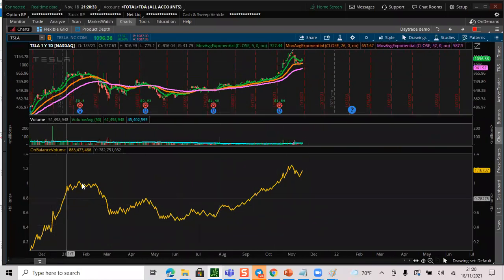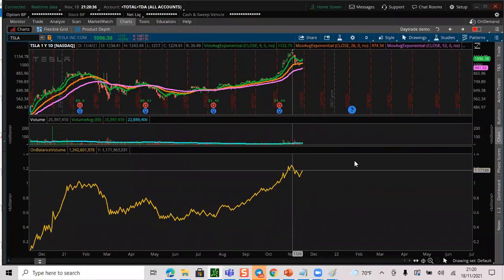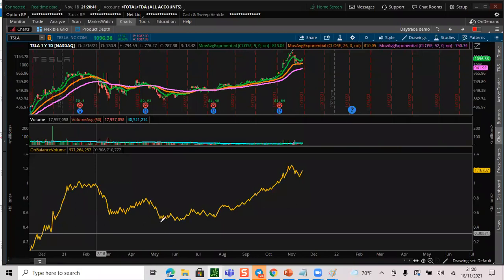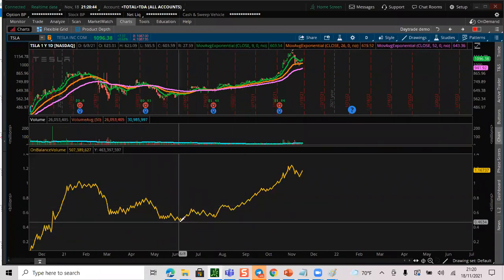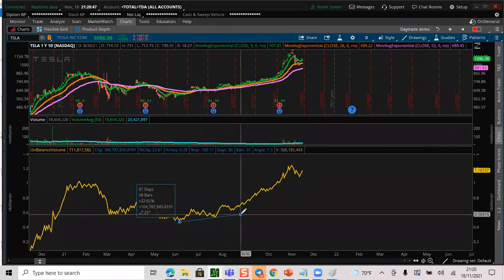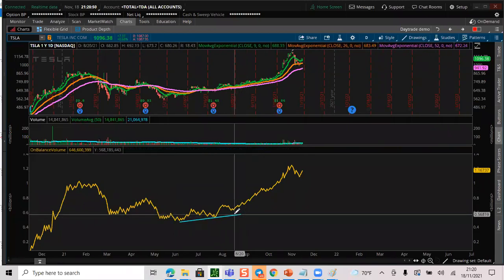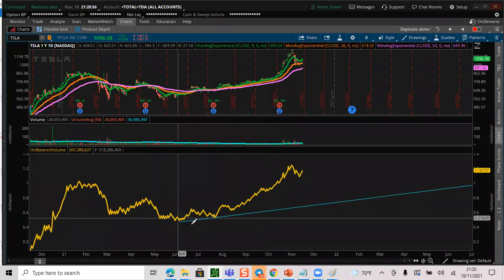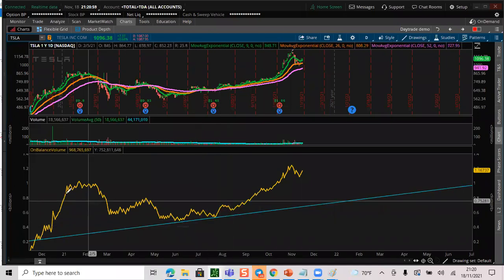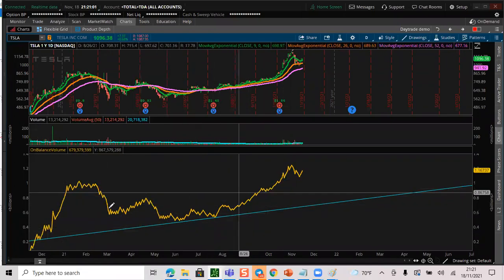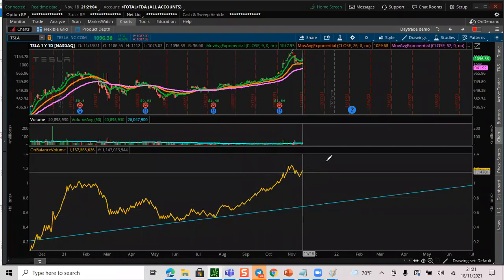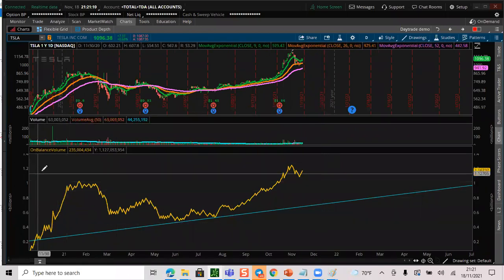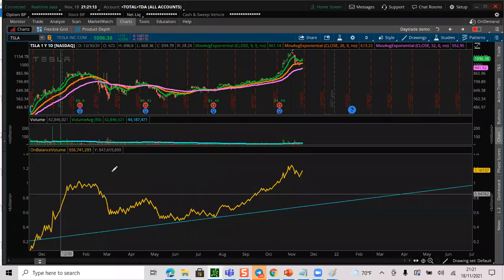So for a long term, this is looking pretty good. I will also draw a trend line. I'll just draw a sample trend line right here. You see the stock is having a nice ascending buying pattern, which means that this is going to be a long term stock.